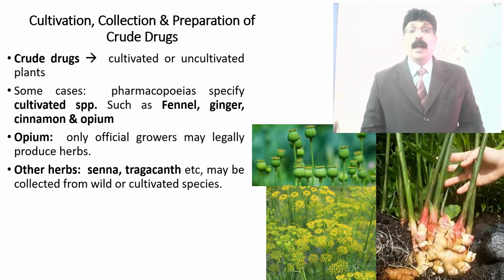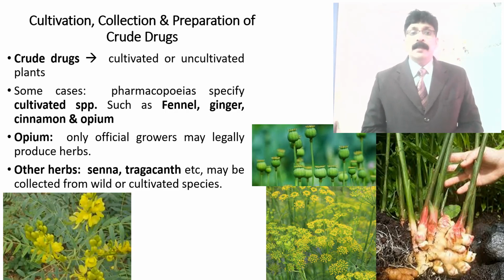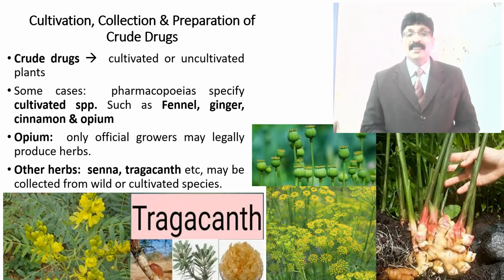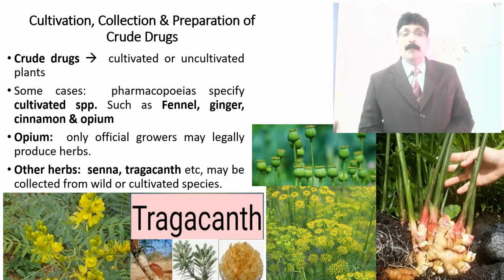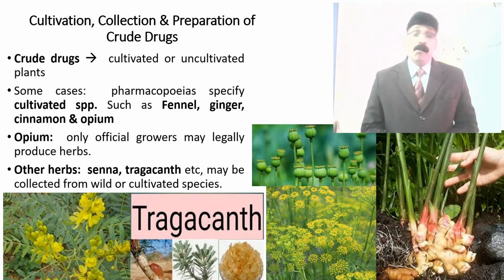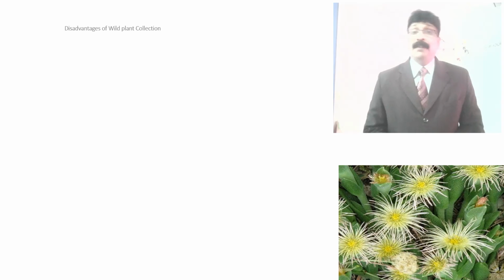And other herbs like senna, tragacanth. This is senna. Tragacanth is a gummy exudate obtained from Astragalus gummifer, and may be collected from wild or cultivated species. So here the question comes: what's the difference between the cultivated and the wild one?